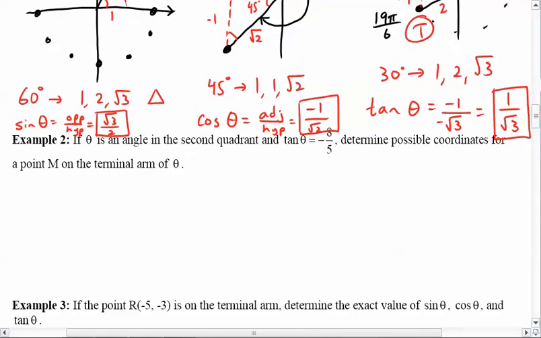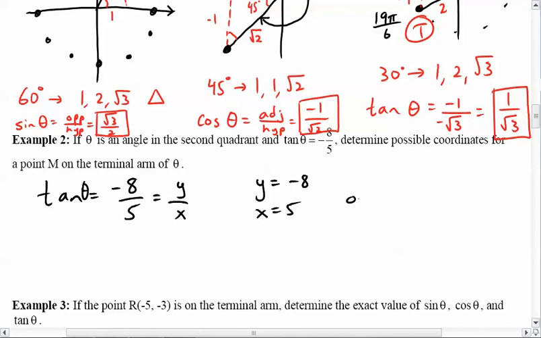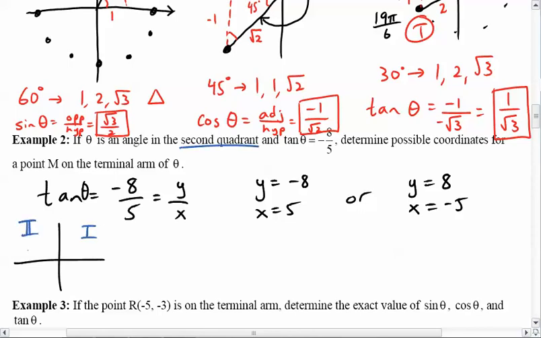So the next few examples overlap with what we did last class. Here we're given a tangent ratio, negative 8 over 5. And using my y over x, I know that means that y is negative 8 and x is 5, or y is 8 and x is negative 5. So that negative sign can go on the top and the bottom of the fraction. Now, it tells me that I'm in quadrant 2. In quadrant 2, y is positive, but x is negative. So that means I must be looking at this for my tangent.